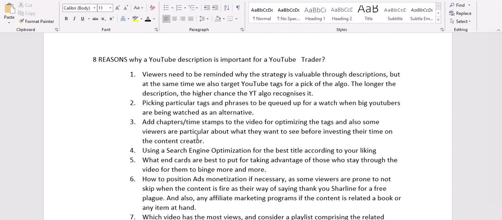And then 2, picking a particular tag or phrase in order to queue up. I think I've discussed this one extensively regarding her videos. And then add chapters. Like I said, chapters are very important when you're doing this whole thing. For each and every time you are raising an important point, it actually does something for your video, and for your brand as a trader. And using search engine optimization, there are technologies out there that you can utilize to find the right tags if you want to improve your video.